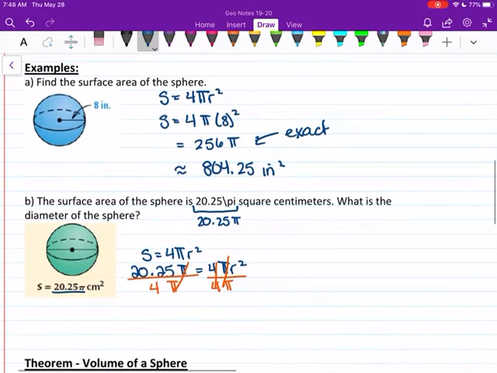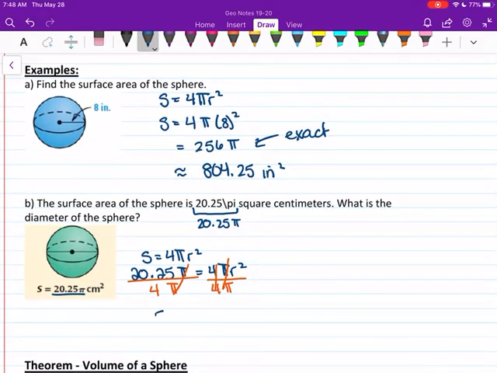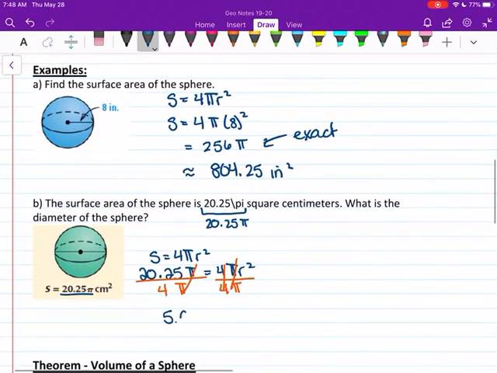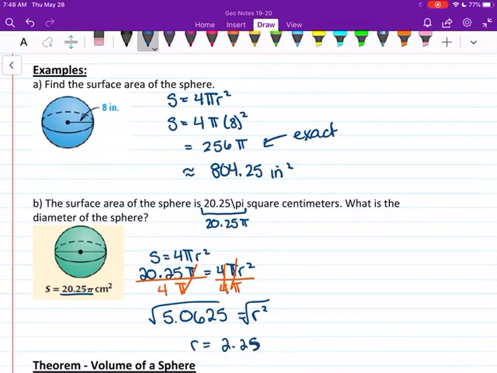5.0625, and that equals r squared. I'm going to take the square root of that, and so then I get that the radius is 2.25. So then my diameter, remember, is twice the radius. So my diameter is going to be 4.5, and my units here are centimeters.